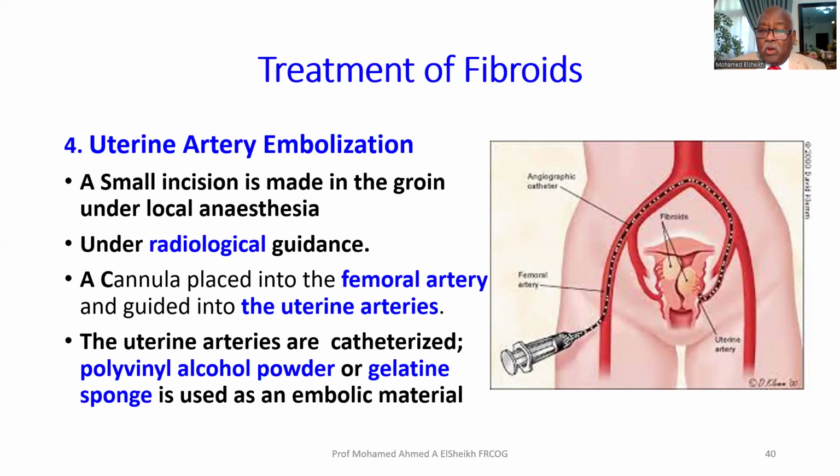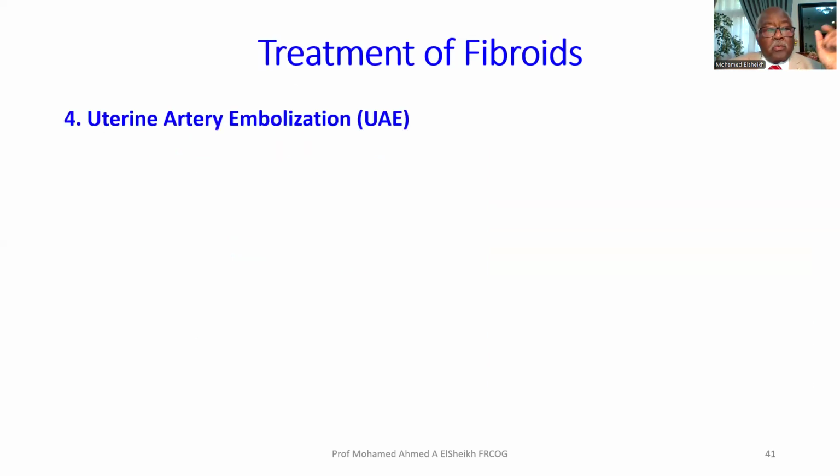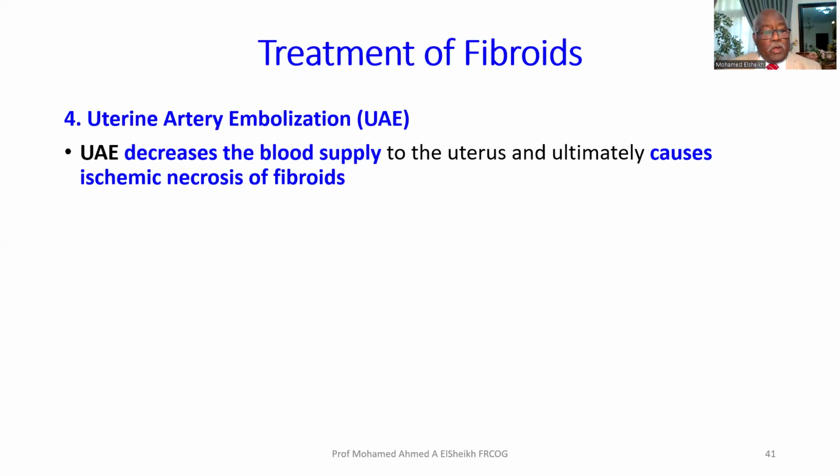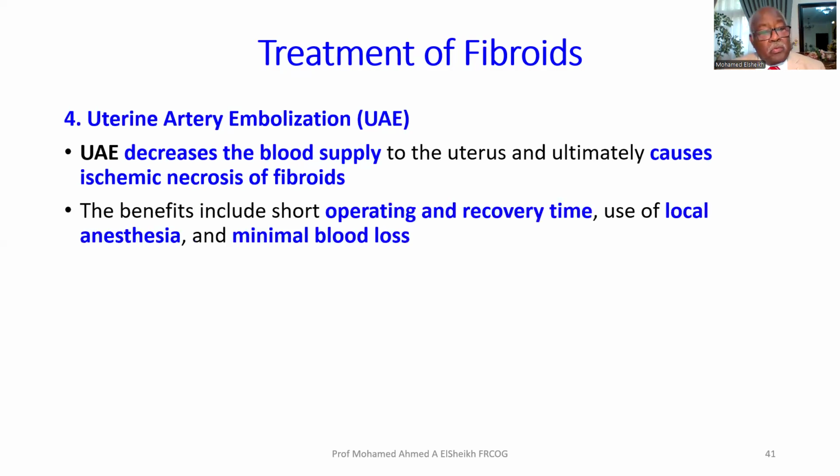Once you reach the uterine artery, it is catheterized, and then polyvinyl alcohol powder or gelatin sponge is used as an embolic material to block the blood supply of the uterus, and thus leading to reduction in the size of the uterus. It decreases the blood supply to the uterus and ultimately causes ischemic necrosis of the fibroid. This is uterine artery embolization.